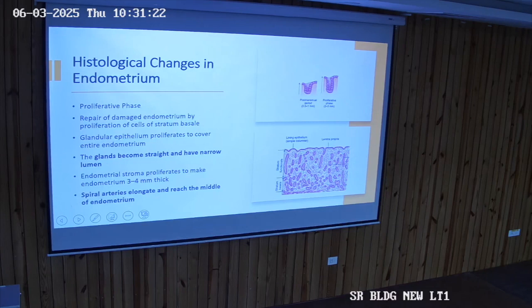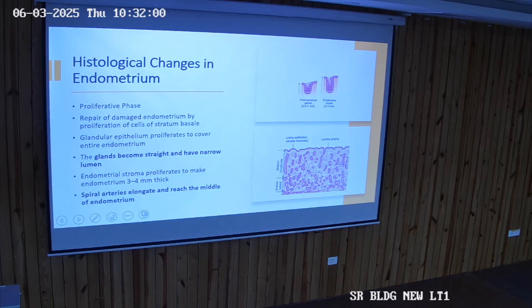So glandular epithelium proliferates to cover the entire endometrium. So glands become straight and narrow lumens. So in this phase, the glands are very simple. They are just folding inside and forming the simple tubular glands. There is no coiling of the glands taking place here because the size is not increasing. Rather, there is a preparation of the cells occurring because of the proliferation of the stratum basale. Endometrial stroma proliferates to make endometrium 3 to 4 millimeter thick.